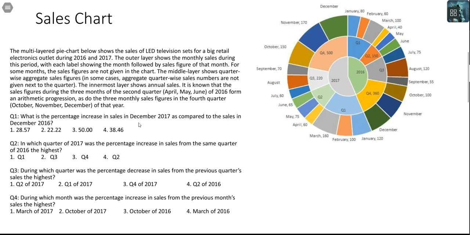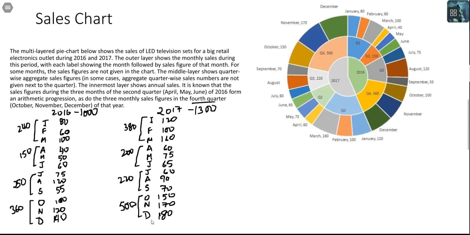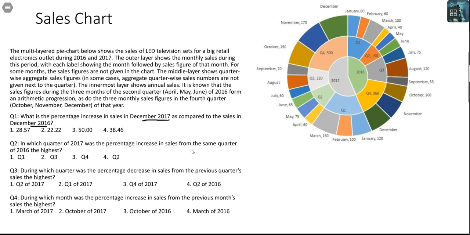What is the percentage increase in sales in December 2017 compared to the sales in December 2016? I'm going from 140 to 180. So the change I'm looking at is 40 by 140 or 2 by 7. 2 by 7 is 28.57%. So the answer should be option 1.